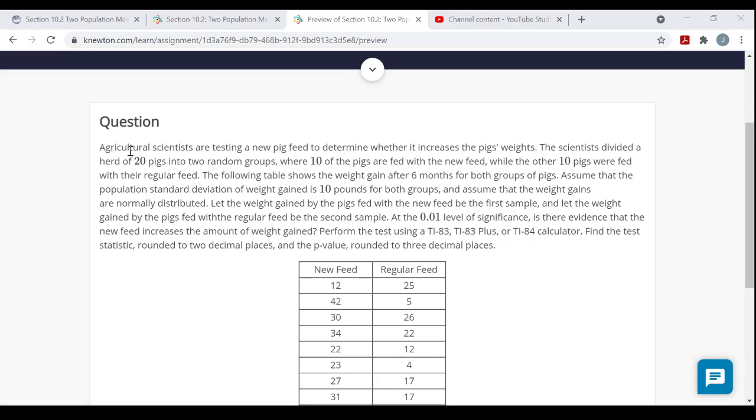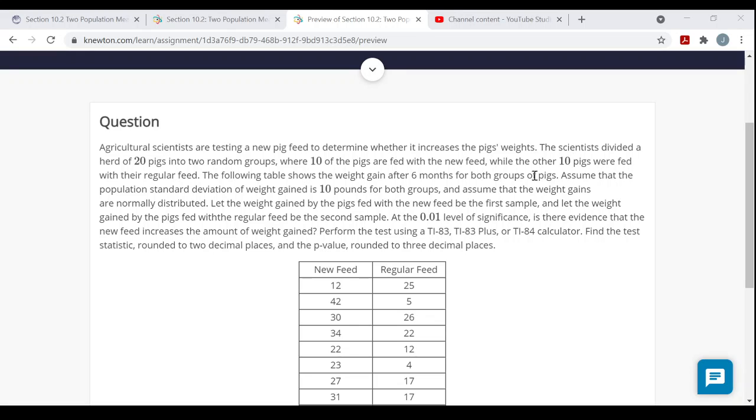So we have a question here. Agricultural scientists are testing a new pig feed to determine whether it increases the pigs' weights. The scientists divided a herd of 20 pigs into two random groups, where 10 of the pigs are fed with the new feed, while the other 10 pigs were fed with their regular feed. The following table shows the weight gain after 6 months for both groups of pigs.